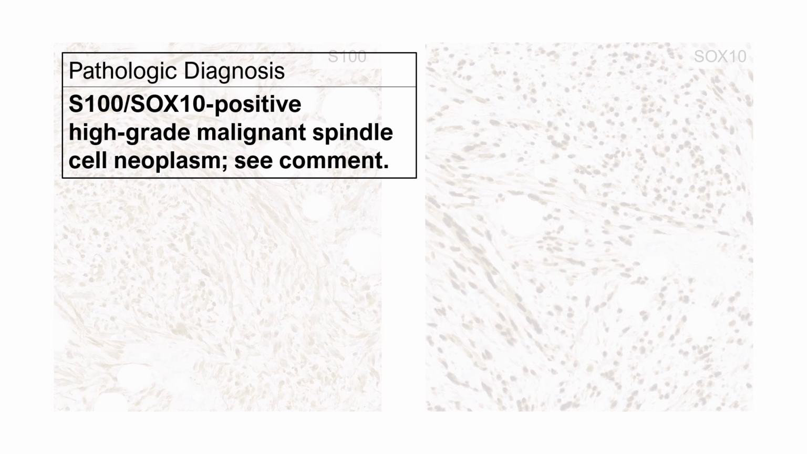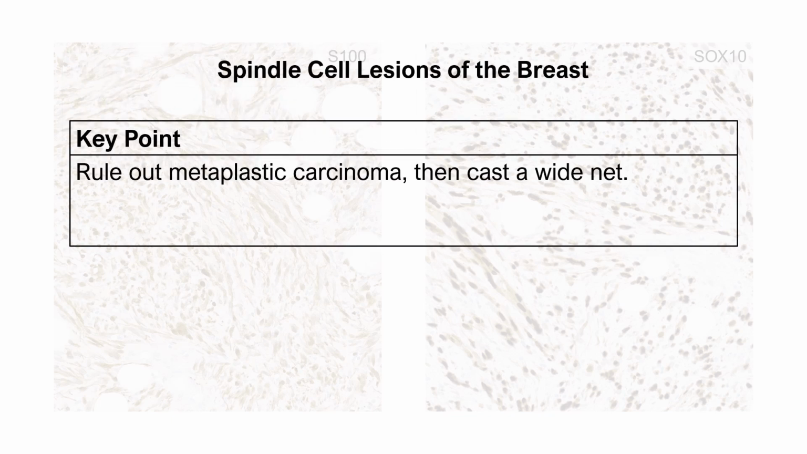Ultimately, the patient underwent further evaluation and had a complete mastectomy. And in that sample, we saw that there were cutaneous signs of regression in the excised skin, which ultimately, in addition to corroborating molecular evidence, supported a diagnosis of a spindle cell malignant melanoma, which was the final diagnosis. To me, this emphasizes that we should always rule out metaplastic carcinoma, keep it in our differential, but still cast a wide net.